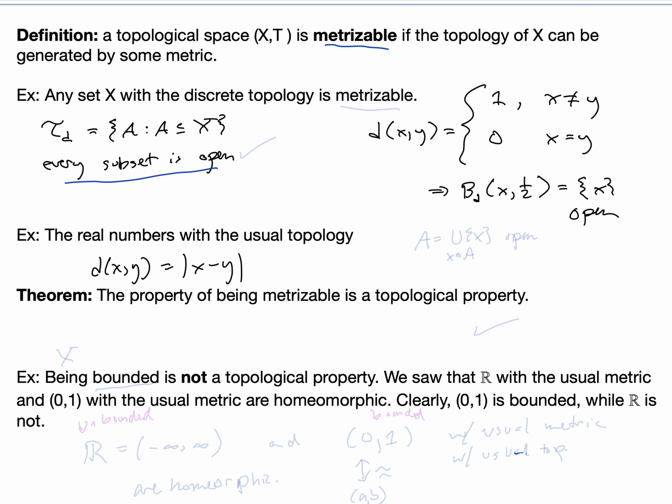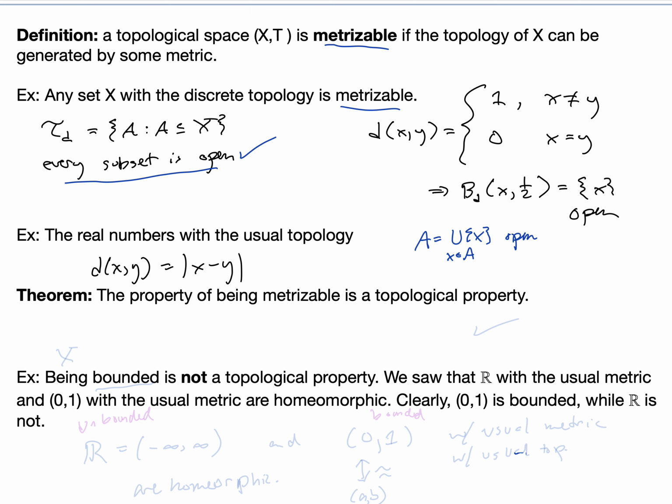That's an open set, and so therefore A equals the union of x in A. The union of these singleton sets is therefore open because arbitrary collections of open sets are open. And so, yes, it is the case that every subset is open in that metric space, and therefore the discrete topology is given by a metric and is metrizable.